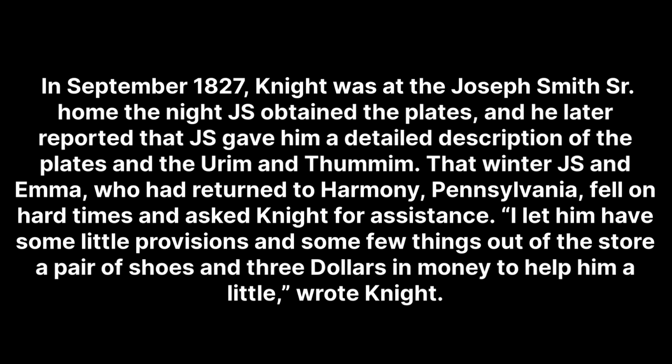In September 1827, Knight was at the Joseph Smith Sr. home the night Joseph Smith obtained the plates, and he later reported that Joseph Smith gave him a detailed description of the plates and the Urim and Thummim. That winter, Joseph Smith and Emma, who had returned to Harmony, Pennsylvania, fell on hard times and asked Knight for assistance. He says, "I let him have some little provisions and some few things out of the store, a pair of shoes, and $3 in money to help him a little," wrote Knight. So this is just a good neighbor, a good guy.